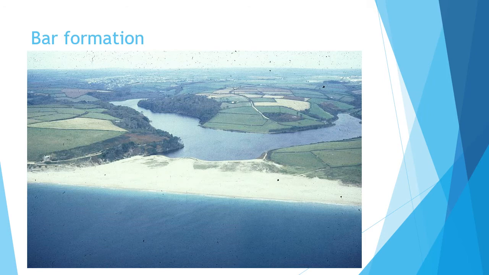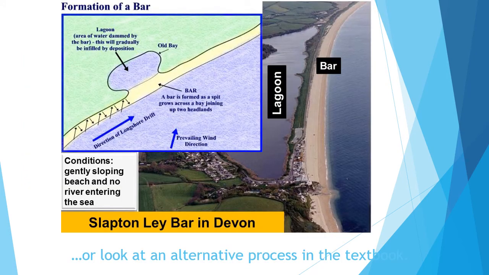Our next feature is called a bar. These form in a very similar way. When longshore drift carries material along the coastline and we get to a change in the direction of the coastline here, a slightly different thing happens. So here you can see a bar as a diagram, and you can see that longshore drift has carried material along the beach, but it's just extended across an old bay and reached all the way to the other side, and that's blocked off an area of water that we call a lagoon. And a famous one is called Slapton Ley, which is in Devon, and you can see it in the photograph here.